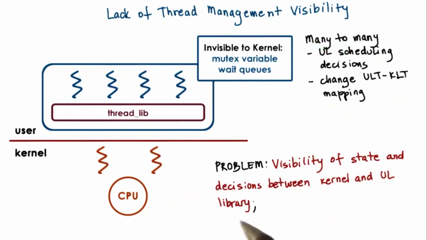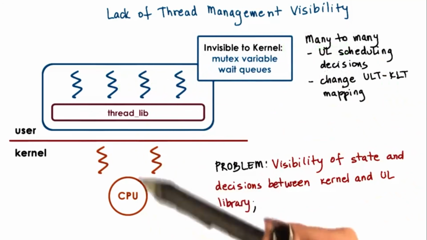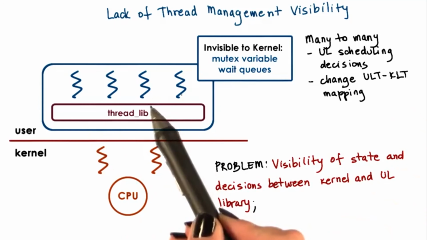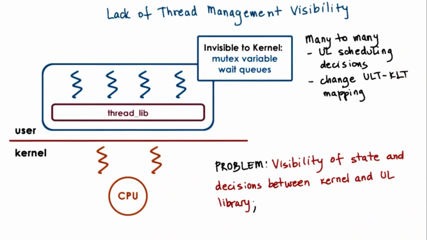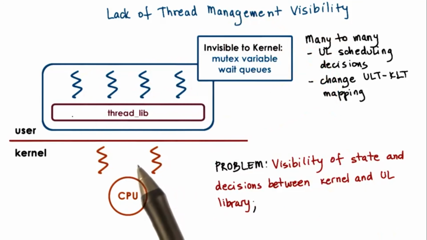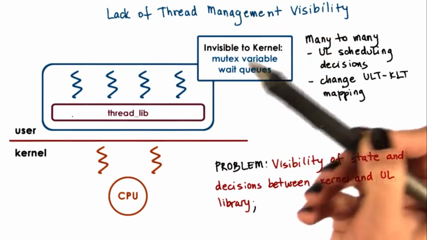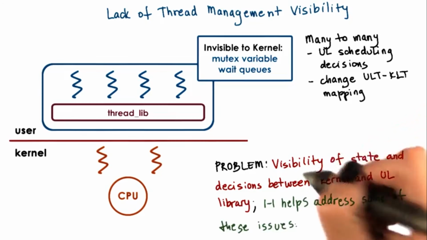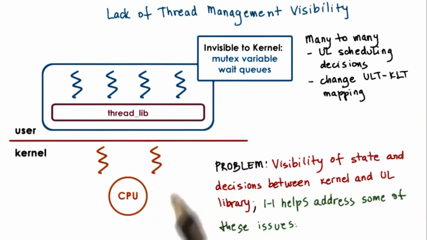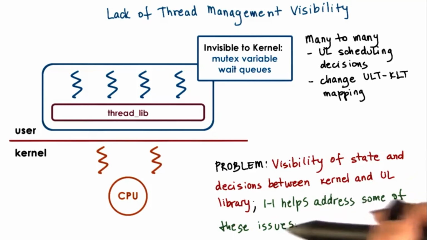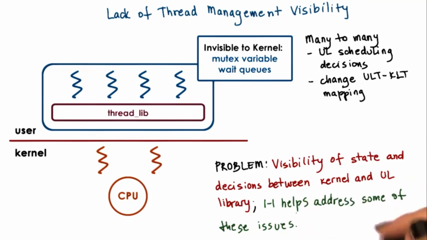So to reiterate this problem that there is lack of visibility between the kernel and the user-level thread management: it's because at the user level, the library makes scheduling decisions that the kernel is not aware of, and that will change the user to kernel level mappings. Also, data structures like mutexes and wait queues are invisible to the kernel. This lack of visibility causes situations such as the one that we described, and really leads us to the conclusion that we should look at one-to-one models to address some of these issues.